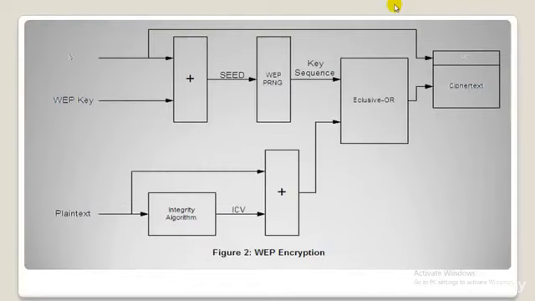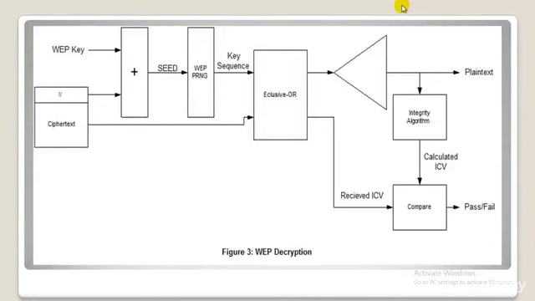The encryption process used by WEP is Rivest Cipher 4, called RC4. There is also an integrity algorithm, CRC32, which is used on the plain text to create the integrity check value, the ICV, which is used to protect against tampering or unauthorized data modification. And this figure will show you what the decryption algorithm looks like. So yeah, that's how it works.